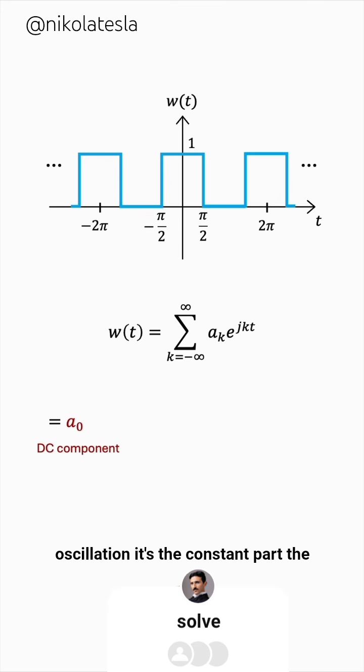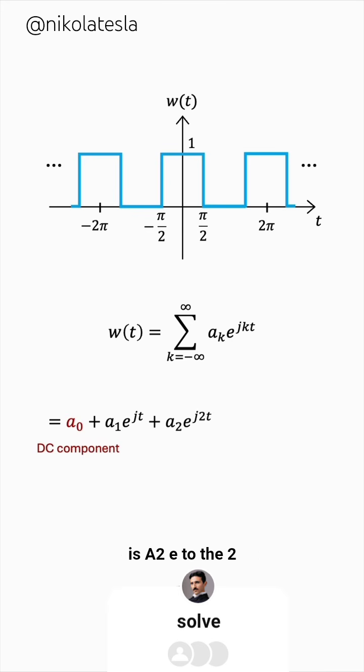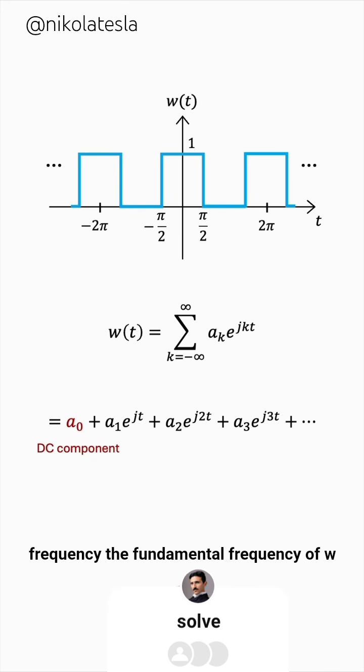It's the constant part. The next term is a1 e to the jt, and the next is a2 e to the 2jt, and the list goes on and on. Each of these terms is a harmonic, a certain multiple of the 1 radian per second frequency, the fundamental frequency of W of t. The objective now is to find those coefficients for all values of k, which, if you've noticed, can be negative as well.